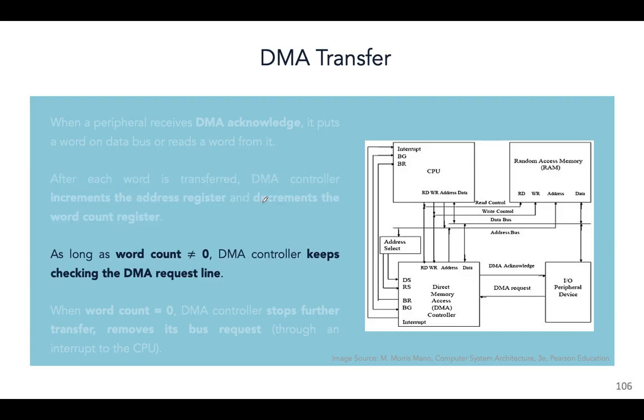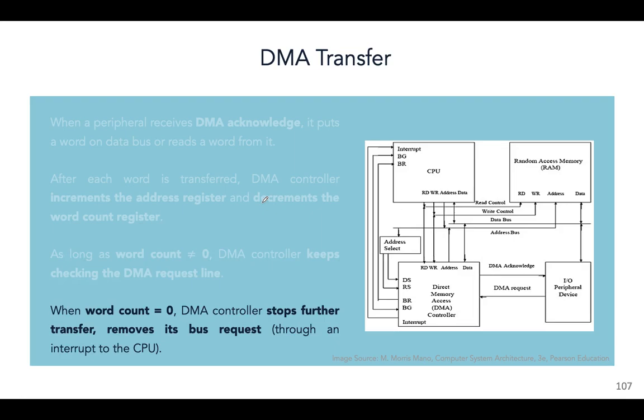So as long as the word count is not 0, so as long as there are still words that need to be transferred, the DMA controller will keep checking the DMA request line. And once the counter gets to 0, when all the words that needed to be transferred have been transferred and the word count is now 0, the DMA controller stops all further transfer and removes its bus request line, right, by interrupting the CPU. It indicates to the CPU that the transfer is now complete.